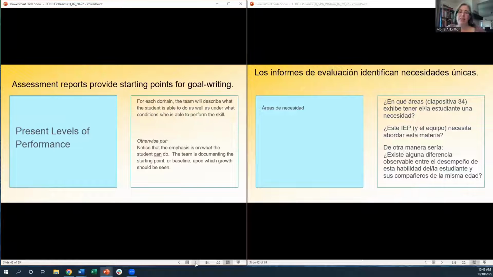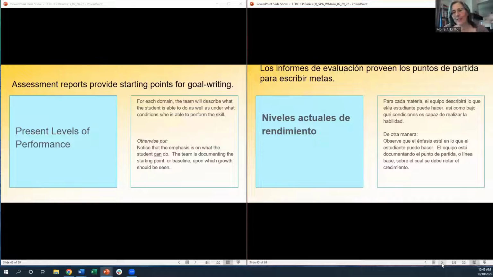And then we talk about present levels of educational performance. For each of these areas, whether it's fine motor skills or gross motor skills, fine being little and gross being like walking and balancing and doing big, large motor activity or large muscle group activities, the team is going to decide what the student is able to do and under what conditions they are able to do it. So when we're writing this present levels of performance, the emphasis is on what the student can do. And the team is really documenting the baseline, the starting point from which we're going to measure progress.